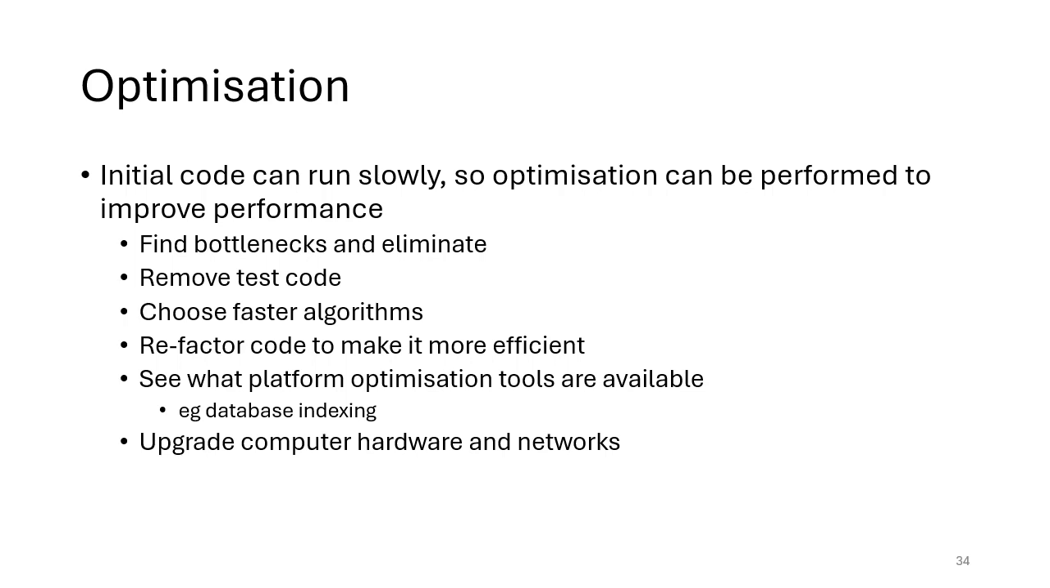There may also be platform optimization tools. For example, databases. A key with databases, they need to be correctly indexed. Too much indexing slows them down. Not enough indexing slows them down. So there are database indexing tools you can use which are not related to what your code does, but which are related to the platform you're running on. And as I mentioned, time helps. As computers get faster and networks get faster, upgrading the computer hardware and networks can help as well.